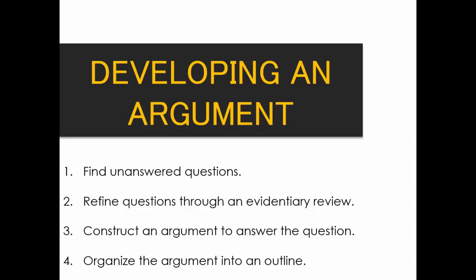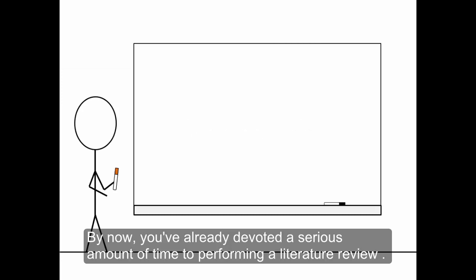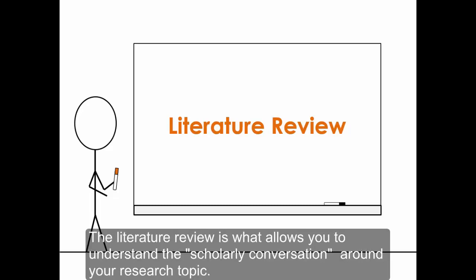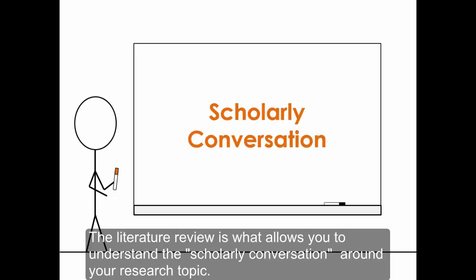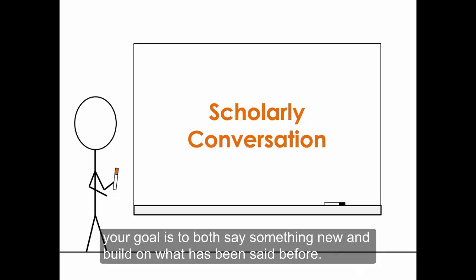Step 1. Find unanswered questions. By now you've already devoted a serious amount of time to performing a literature review. If you haven't, I highly recommend you press pause and go back to the third video in this series. The literature review is what allows you to understand the scholarly conversation around your research topic. Your research paper is your opportunity to join the scholarly conversation and, like any good conversation, your goal is to both say something new and build on what has been said before.